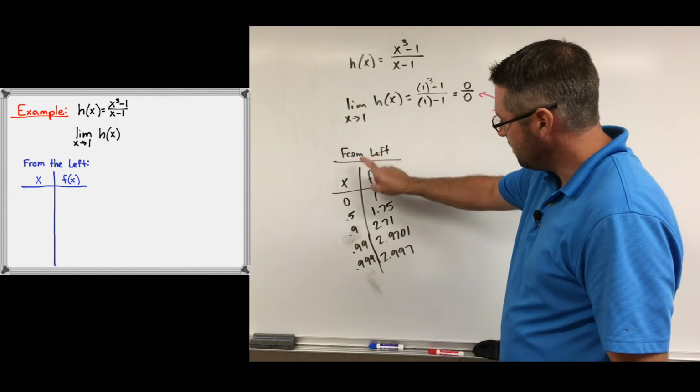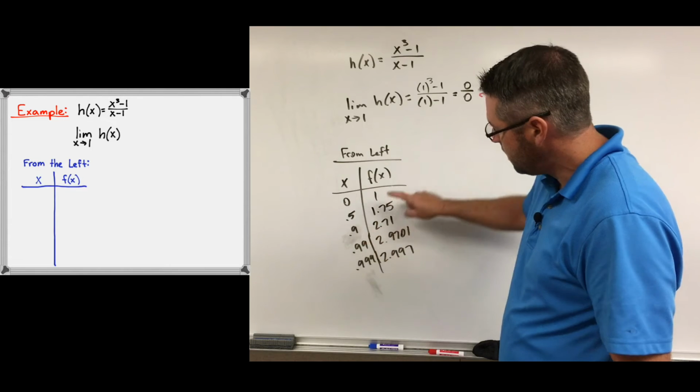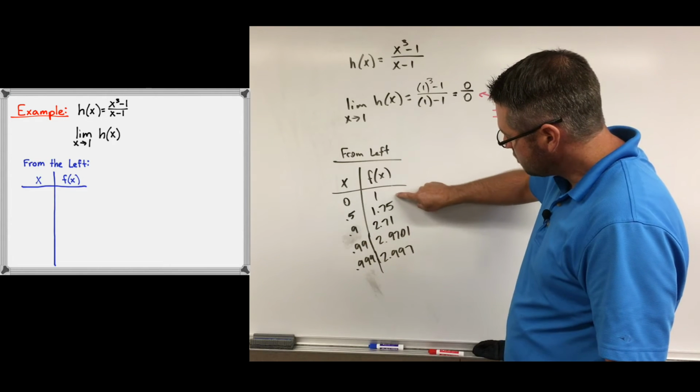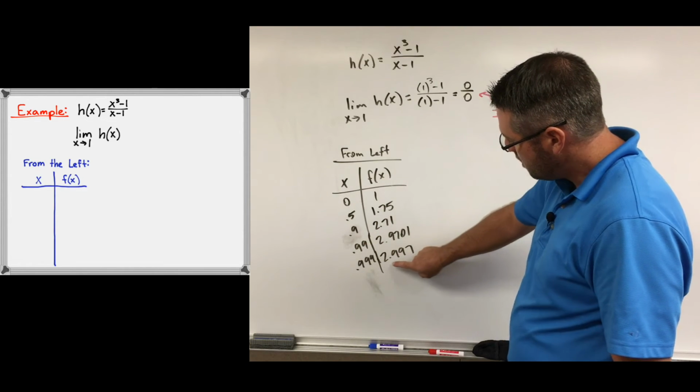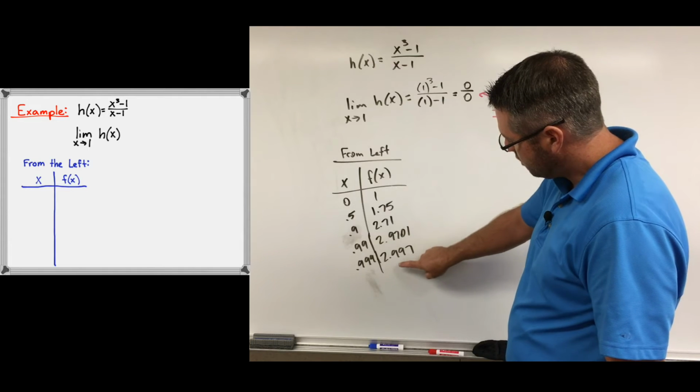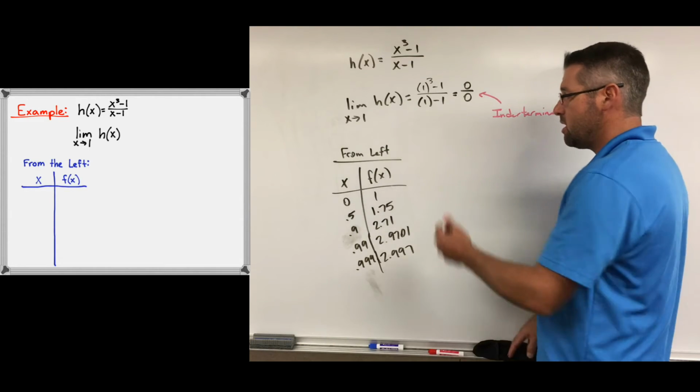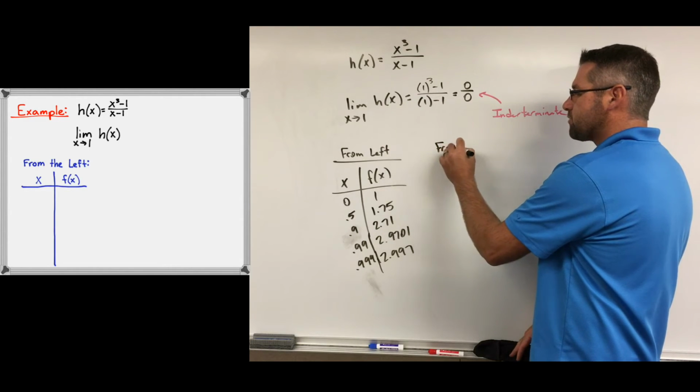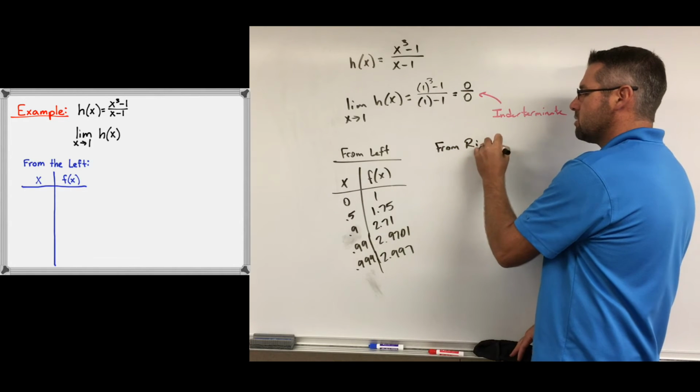We can see that from the left, as we get closer and closer to 1, do you see the y value getting closer and closer and closer to a specific value? Well, we can kind of see that it's getting closer and closer to 3. So we'll check from the right.